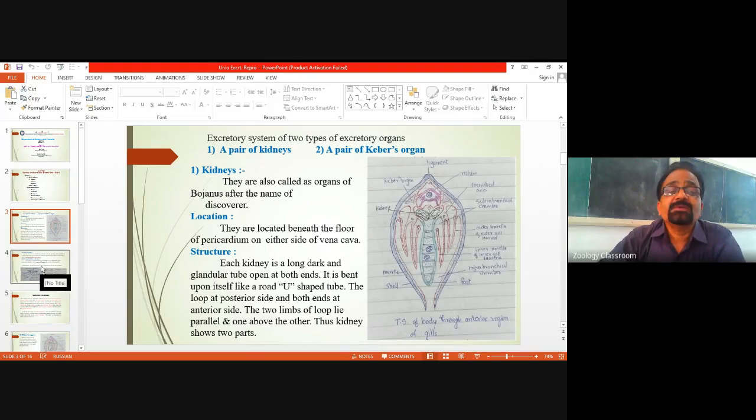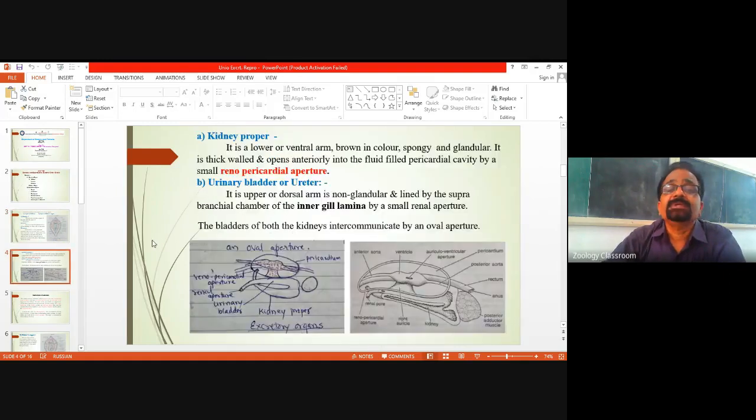Now let's observe this diagram. See how it appears. This is the bent structure, bent upon itself, forming a U-tube. This is the location of the kidney proper, and this is the location of the pericardium. Here is the actual diagram from the book, and this is the diagram which I have sketched. This is the ventricle through which the rectum is passing. This is the actual location of the kidney and the two limbs.